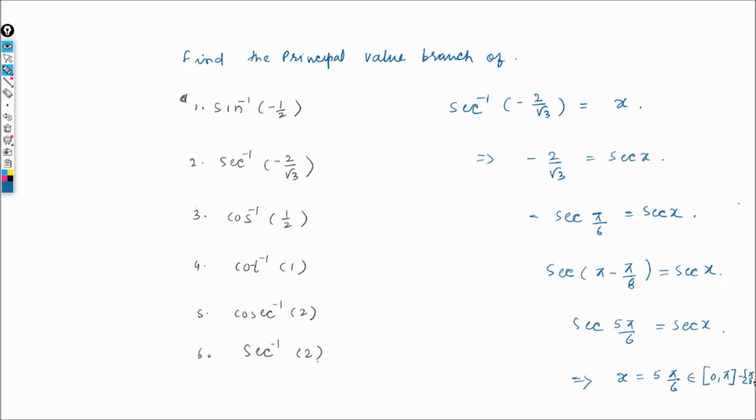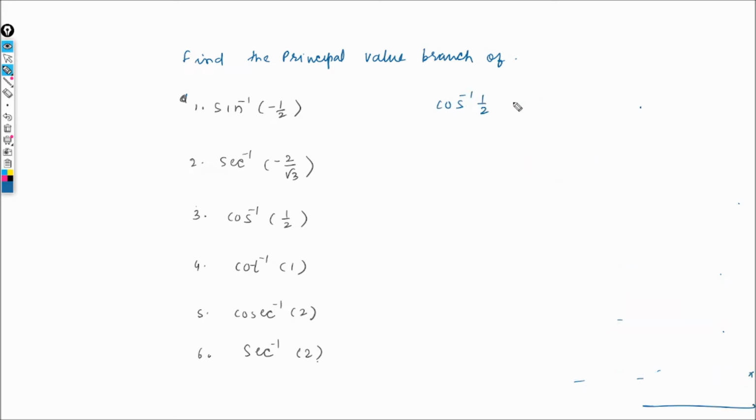Cos inverse of 1 by 2 is equal to x. So 1 by 2 is equal to cos x. So 1 by 2 means this is cos of pi by 3 is equal to cos x. This implies x is equal to pi by 3, and which belongs to its principal value branch 0 comma pi.